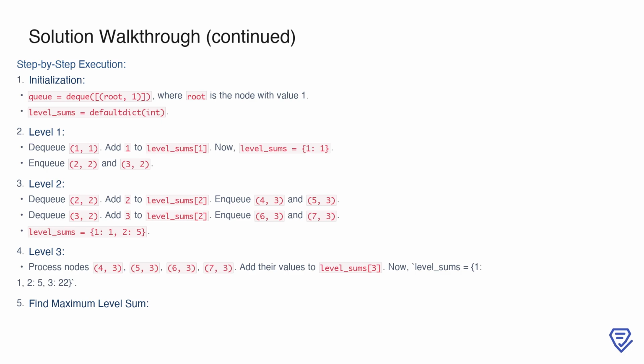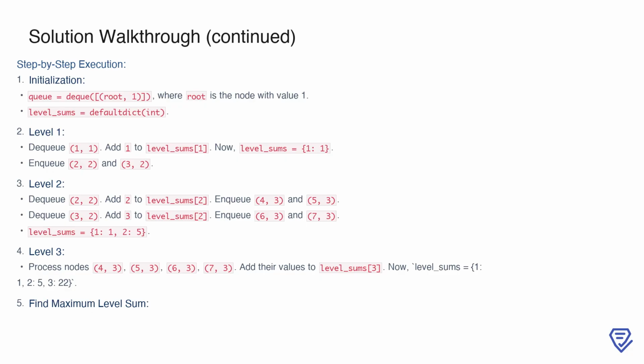Next, at level 2, we process node 2 by adding its value to level_sums and enqueuing its children, nodes 4 and 5, at level 3. Then, we process node 3, add its value to the sum for level 2, and enqueue its children, nodes 6 and 7, at level 3.